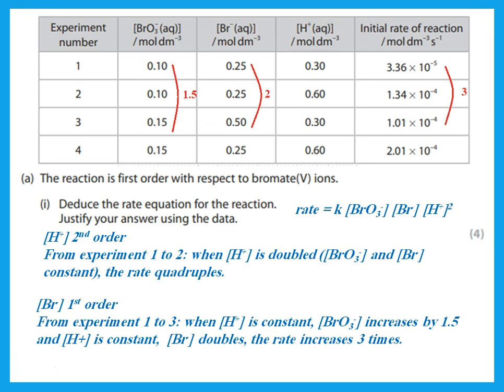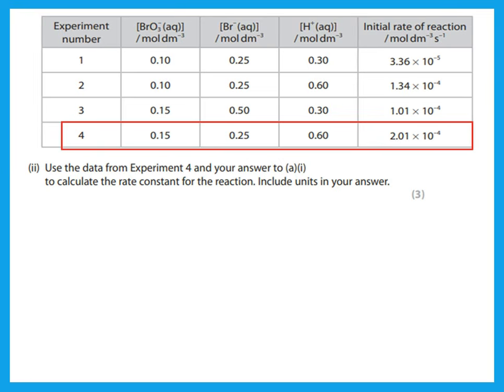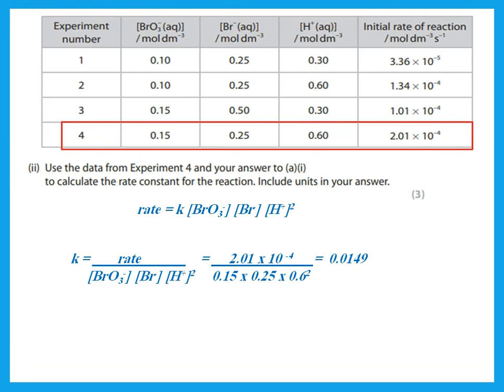So based on that, my rate equation is rate is equal to k times concentration of the bromate times concentration of the bromide times concentration of the H⁺ ions to the power 2. Then he says use the data from experiment 4 and your answer to calculate the rate constant and include units. So we decided that this is the rate equation. We put in the values from experiment 4. Please notice that he specifies experiment 4. So in this case, the rate over the concentrations is equal to this value. So this is the value for the rate constant.